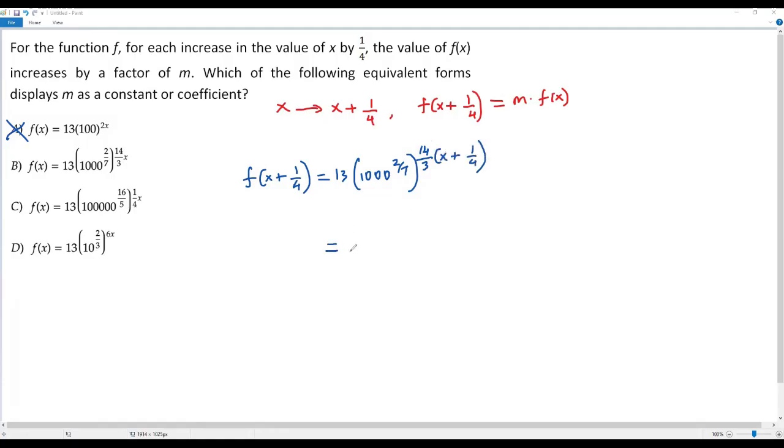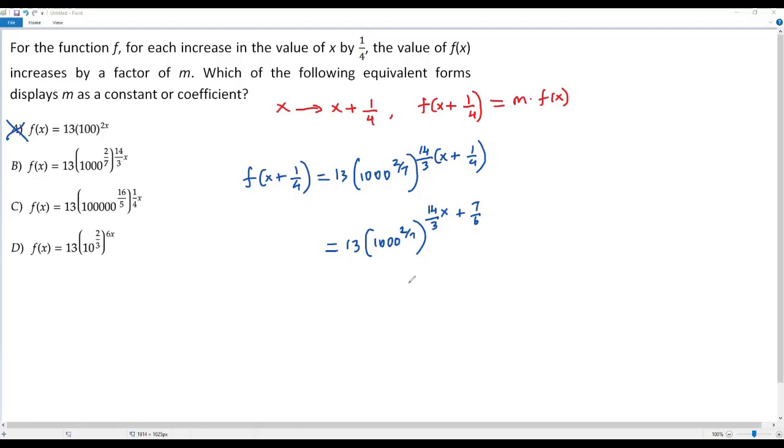Okay, now let's do some simplification. 13 times 1000 raised to the power of 2/7. Now we can distribute this 14/3 to this x and 1/4. Then I'm getting 14/3 times x. When I multiply this one and this one, I am getting 7/6 after simplification. Here, two values are added at the exponent.